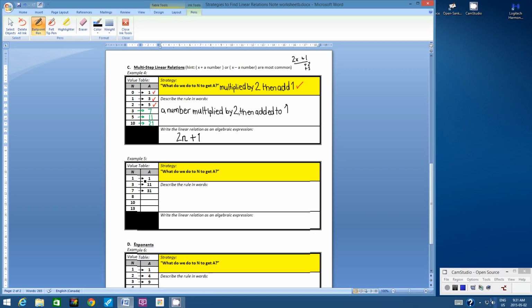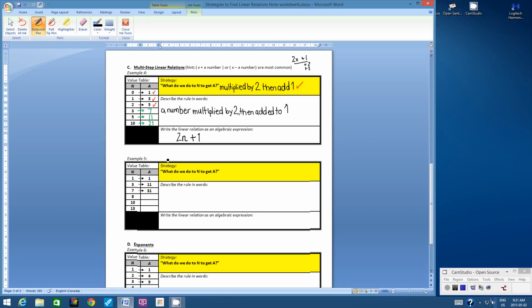So again, this is always very tricky. So how about this? We have a value of 3, and we have 11. And then we have a value of 7 that ends up as 31. Okay, so you know that this is going to be a multi-step. So you're not just thinking about multiplication. You're thinking about multiplication and addition, and multiplication and subtraction.